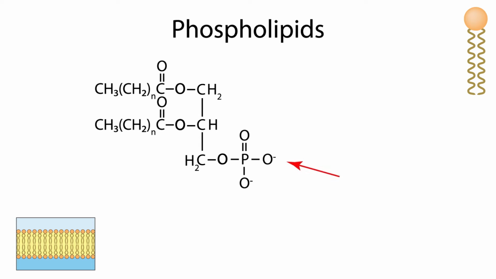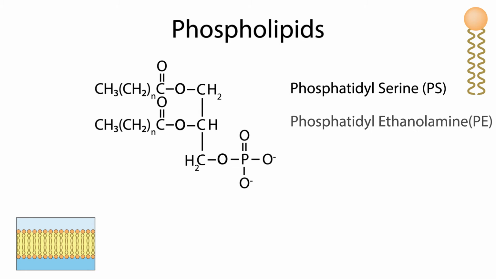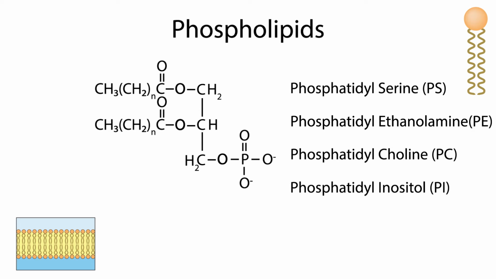Phospholipids are made by esterifying polar molecules to the phosphate. There are 4 main phospholipids that differ by the polar head group: phosphatidylserine, phosphatidylethanolamine, phosphatidylcholine, and phosphatidylinositol.